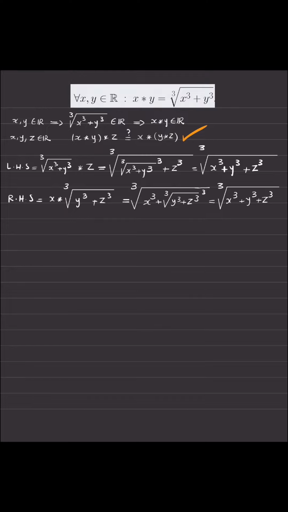The next step is to prove the existence of the identity element. I simply claim that number 0, the real number 0, is the identity element. To support my claim, what should I do? I have to convince myself that x star 0 is equal to 0 star x is equal to x for every real number x. I have to convince myself. But that is extremely simple.